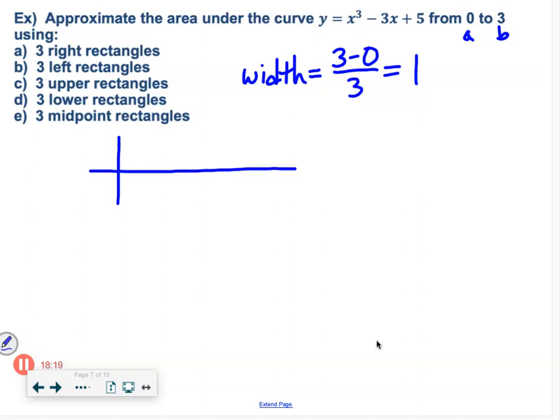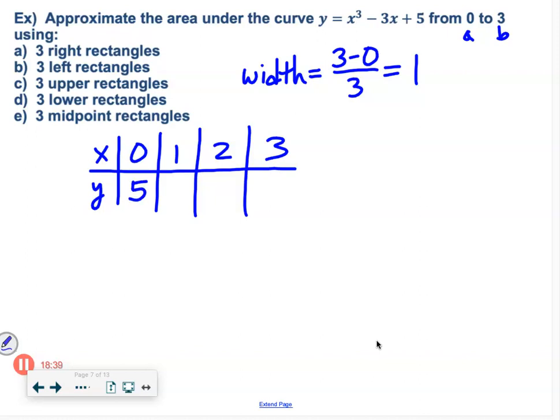All right, so now let's make a table. We have an x, we have a y. We're starting at 0, and then you just add widths. You walk by widths until you hit the other endpoint: 1, 2, 3. Now you plug into your function. So f of 0 is 5. At 1, we have 1 minus 3 plus 5, so 3. At 2, we have 8 minus 6 is 2 plus 5 is 7. And at 3, we have 27 minus 9 is 18 plus 5, we're at 23. So there are our y values.